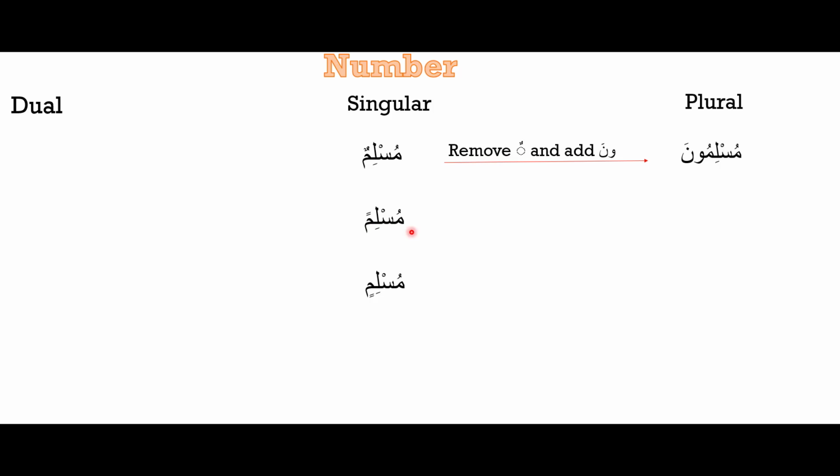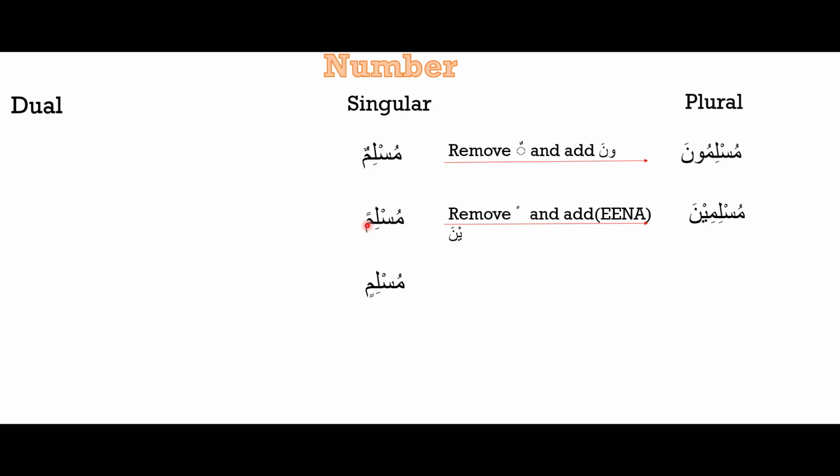In order to make this ism in mansub state into plural form, we have to remove this fathatain and add ya noon fatha, ina. For the purpose of memorization, many grammar books mention these forms as una and ina. I haven't written it here, but it will be two O's, N-A, una, and ina.